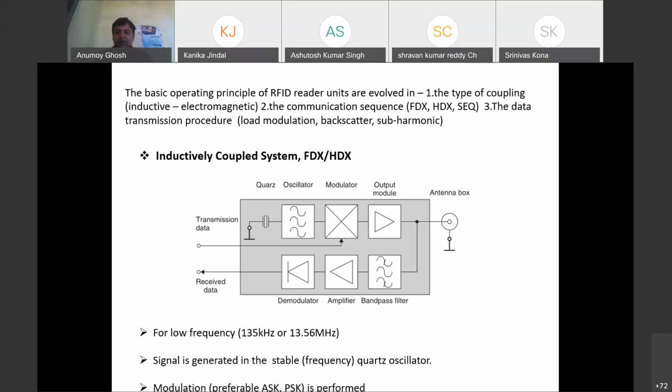Now, how does the thing operate? If you look into the block diagram during transmission, a quartz oscillator gives the oscillation frequency. Now the data is binary line coded data. This binary line coded data will be modulated by this oscillation frequency, and the modulation that is generally preferred over here is ASK or binary PSK. We don't go for QPSK or for FSK, because there is a particular reason for that.